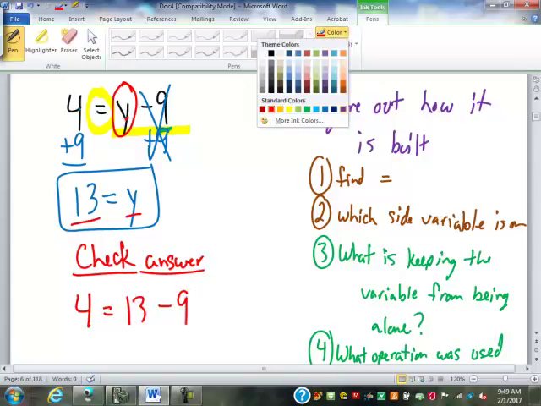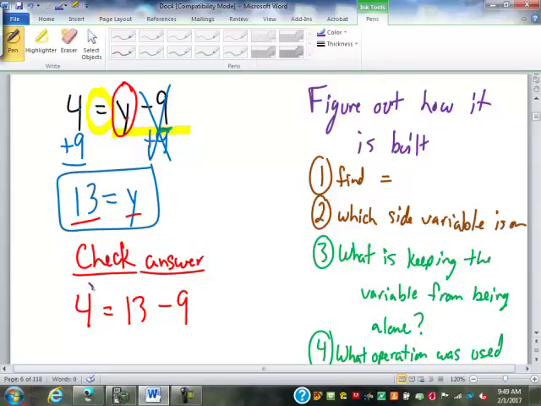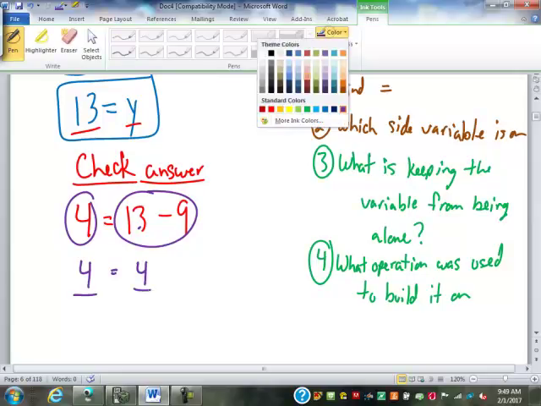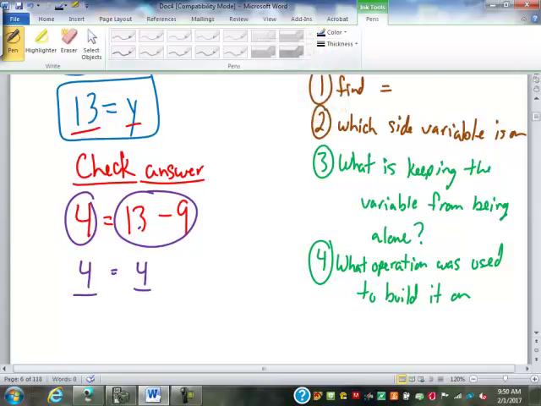And now I have to check to see if I get the exact same value on each side of the equal sign. Obviously, there's nothing to do with the 4. 13 minus 9 is also 4. So I do have the same value on both sides. So that is telling me that that is the correct answer. I won't make you write it out like this. I'll just make you solve the equation. I'm just going through all the long steps just to help people through the thought process.